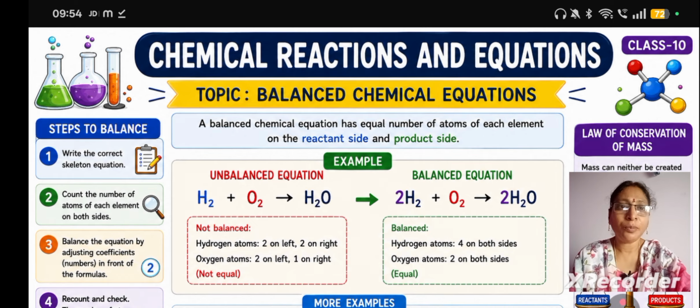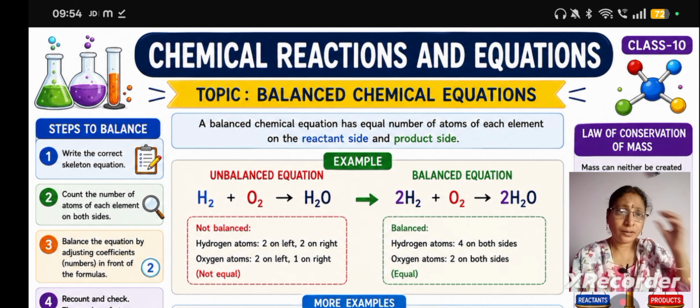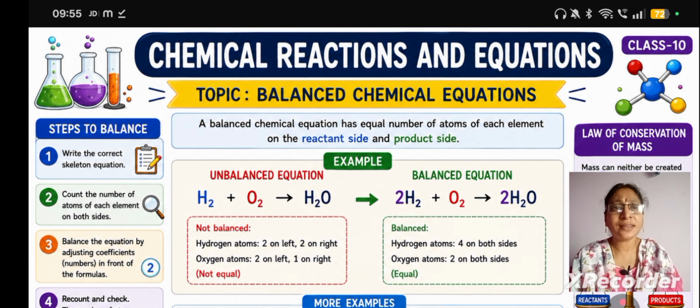Okay? Let me show the PPT. Here a hydrogen molecule and an oxygen molecule combine on one side, and the other side is H2O, that means a water molecule. On the left hand side and right hand side we compare the number of atoms. If they are equal, then it is a balanced equation. Otherwise it is a skeleton equation, that is, an unbalanced equation.